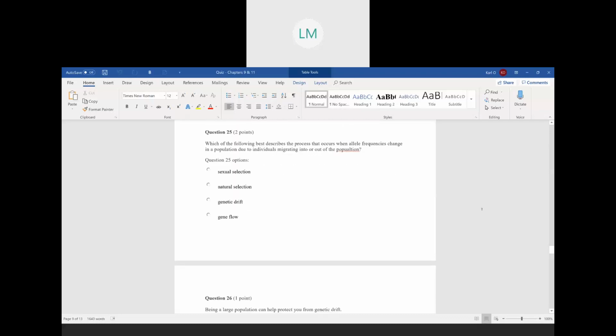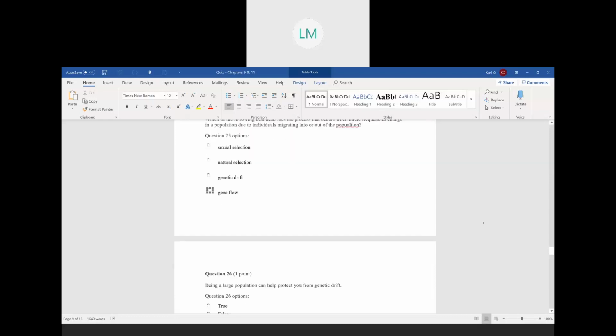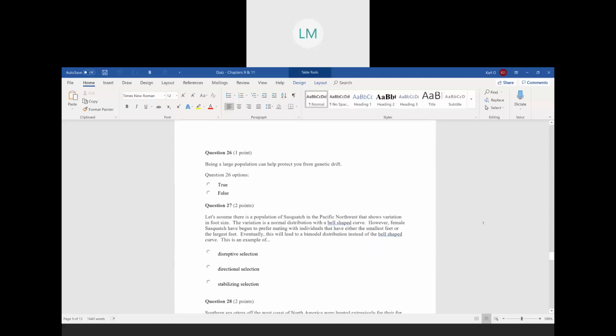Question 25, which of the following best describes the process that occurs when allele frequencies change in a population due to individuals migrating in or out of that population? So anytime there's migration, that is gene flow. Gene flow is the movement of alleles into or out of a population because of migration. Question 26, being a large population can help protect you from genetic drift. This is true, right? So genetic drift is a change in allele frequencies because of a drastic reduction in the population. If you have a really, really large population, genetic drift doesn't impact you as much as if you have a small population.